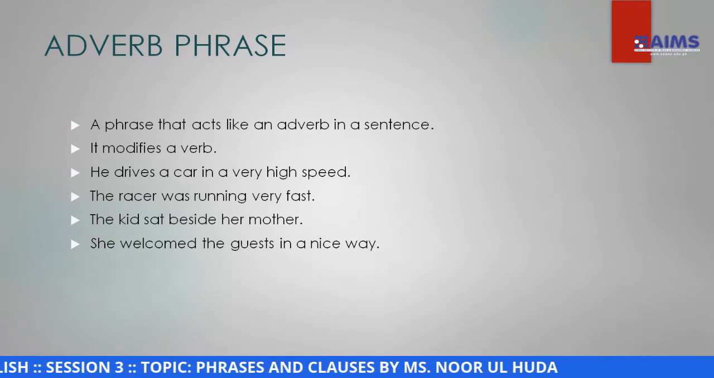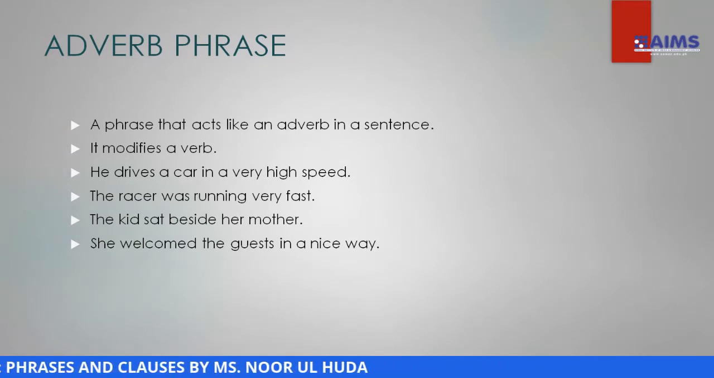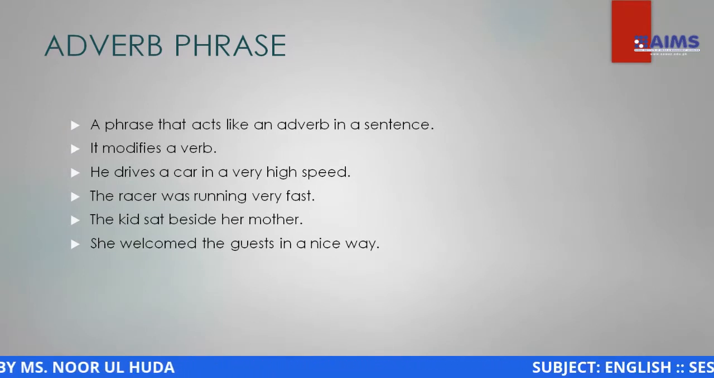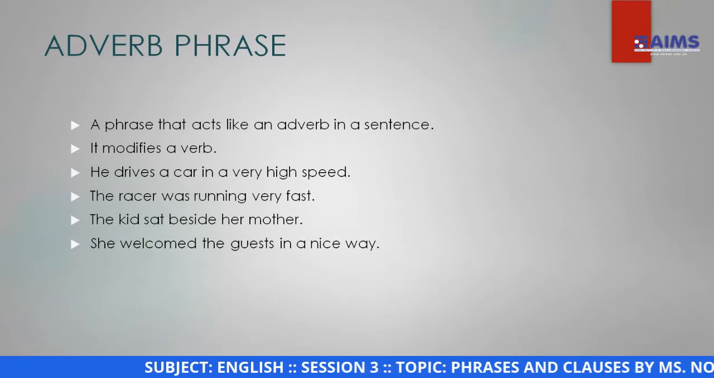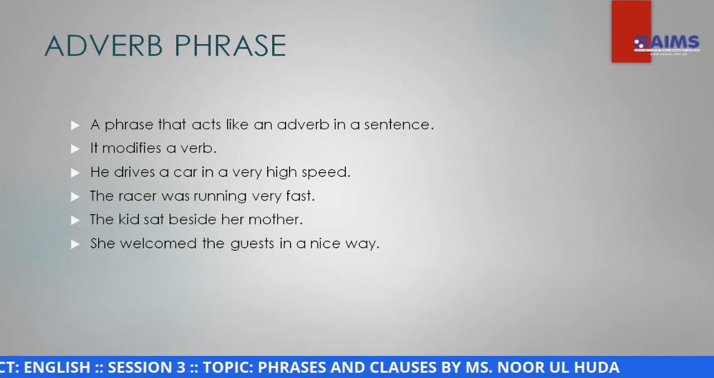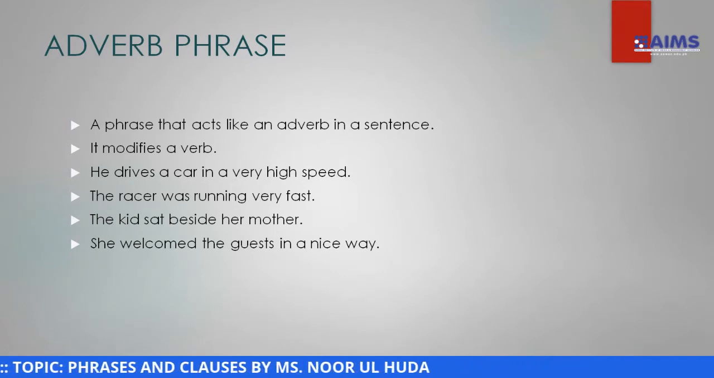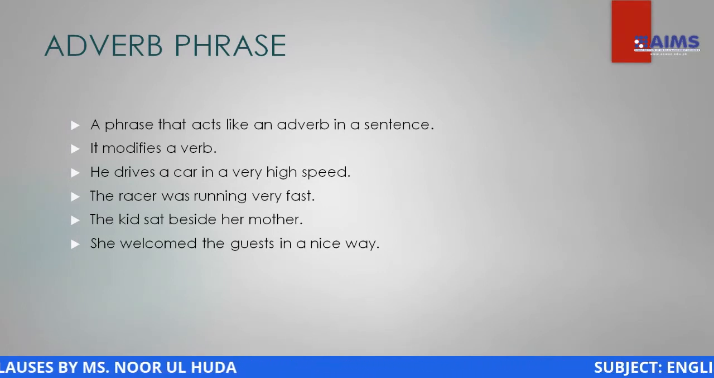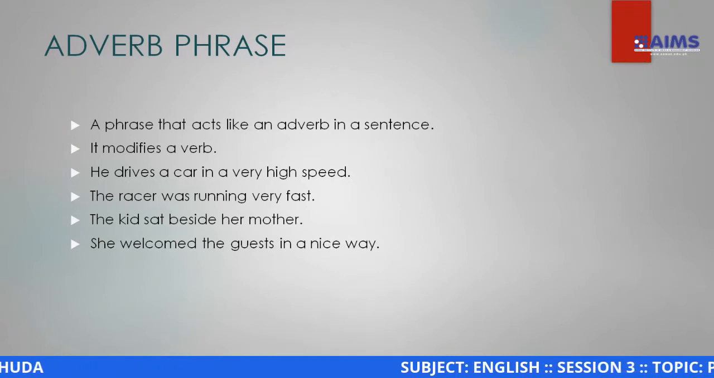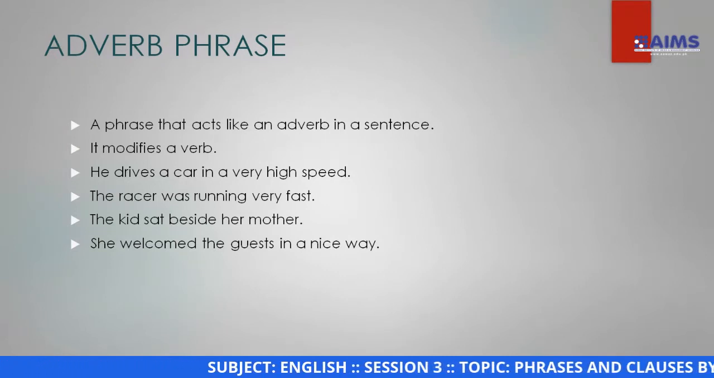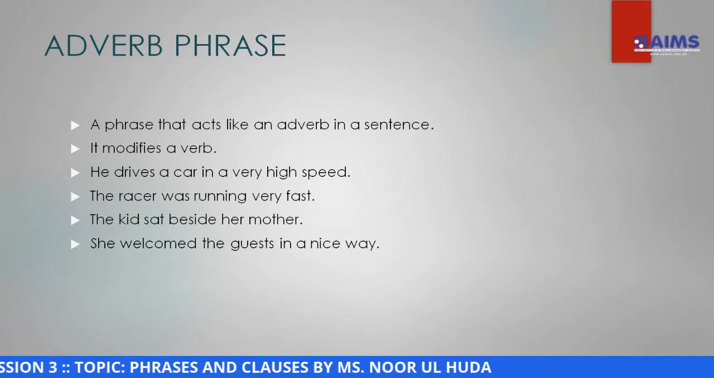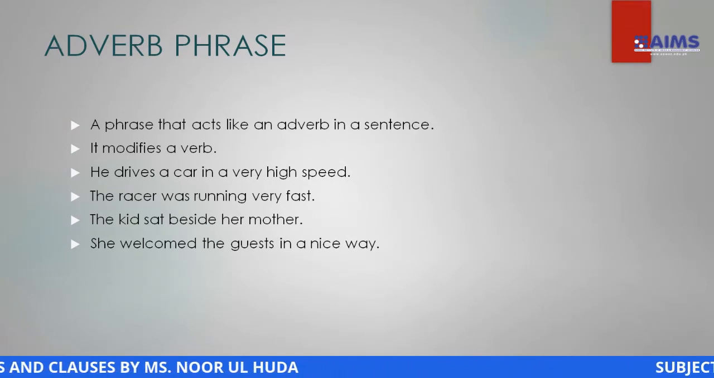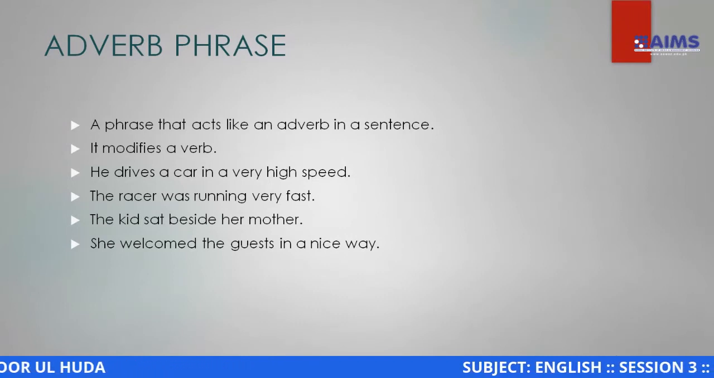The racer was running very fast. Very fast means very fast. We can also say fastly, but instead of saying this, we are saying very fast. Very fast tells us how the racer was running, it is notifying us about the verb. So it is called an adverbial phrase. But if it was "the racer was running fast," it wouldn't be called a phrase because fast is only a single word.